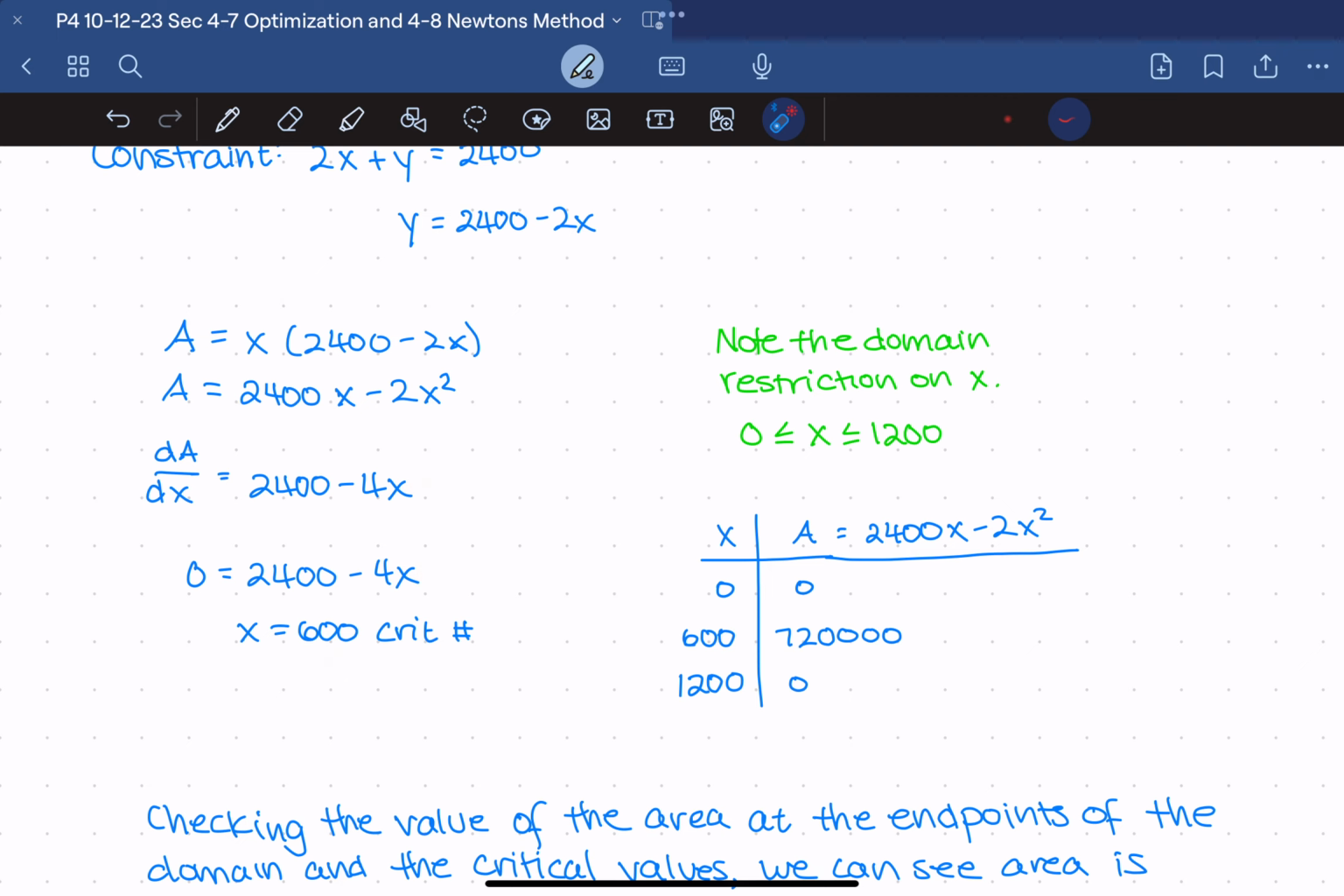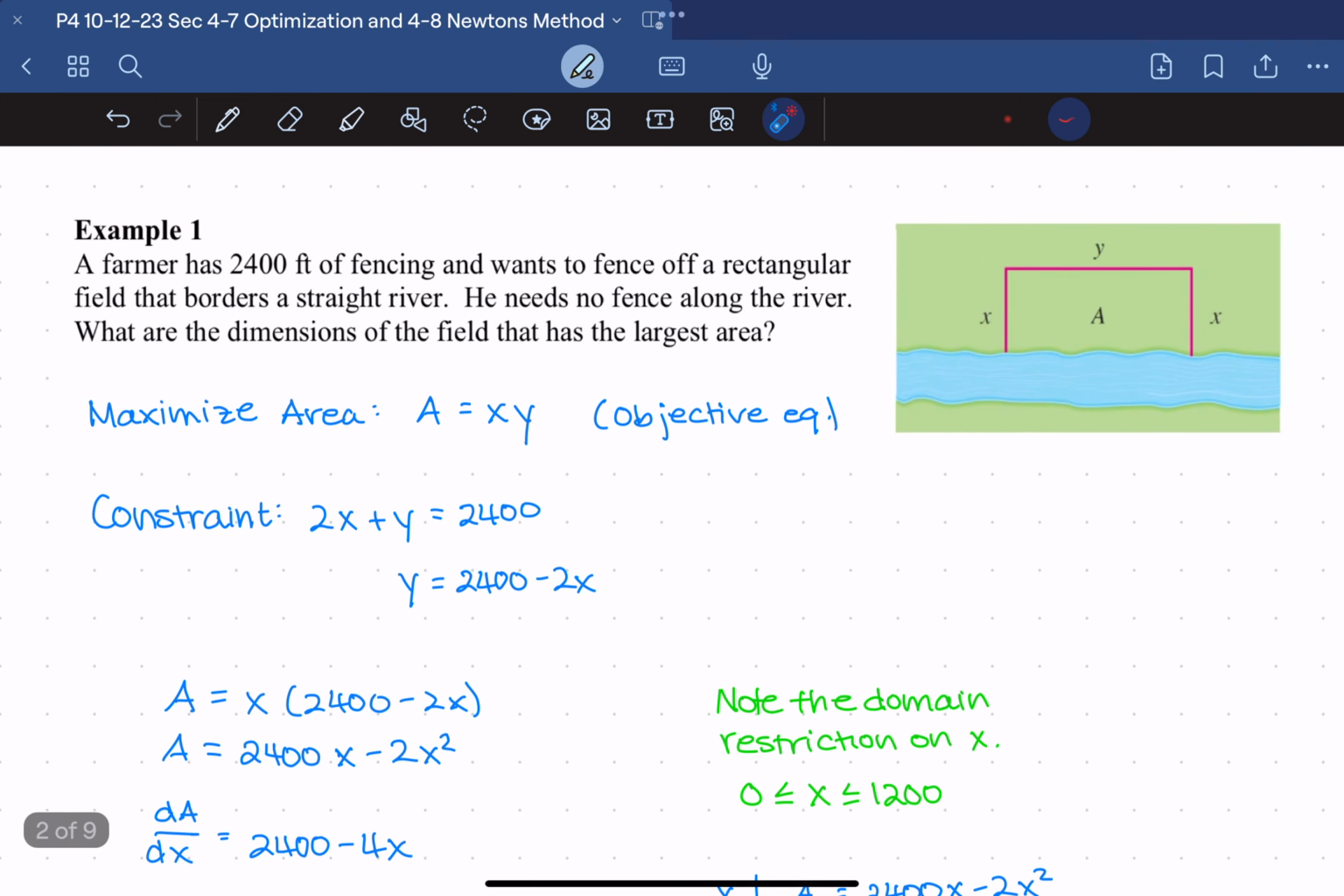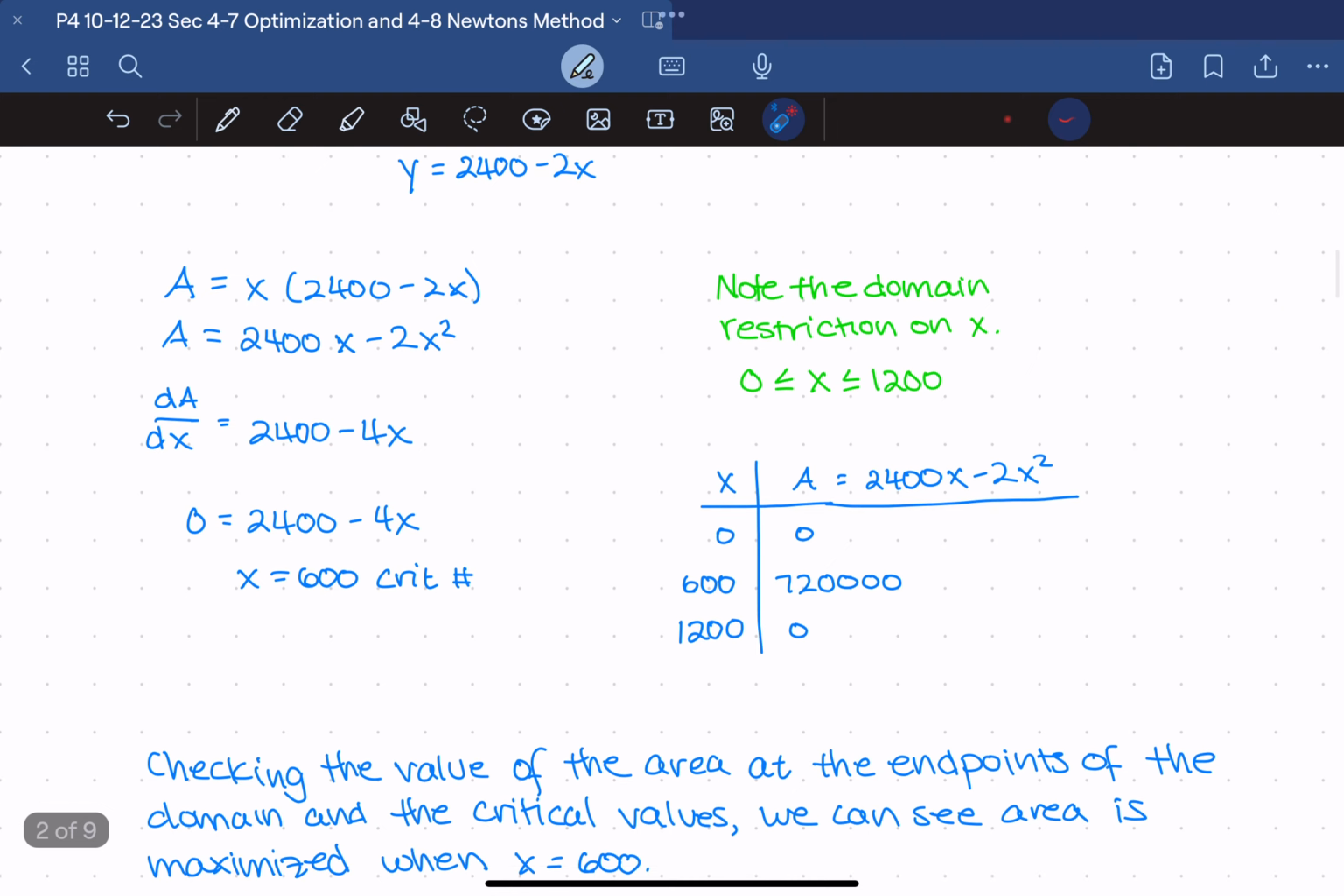Now we need to identify an absolute max. And if we go back to the picture, obviously x can't be any smaller than 0. And if there's two x's and we have 2,400 feet, x can't be any bigger than 1,200 feet. So we have two endpoints for our domain, and we have this critical number. So to find an absolute max, we can easily just make a table of values. And using this formula for area, we can calculate the area at these three values, and we can obviously see the area is maximized right there. So this is one way you can justify if you have endpoints to your domain.